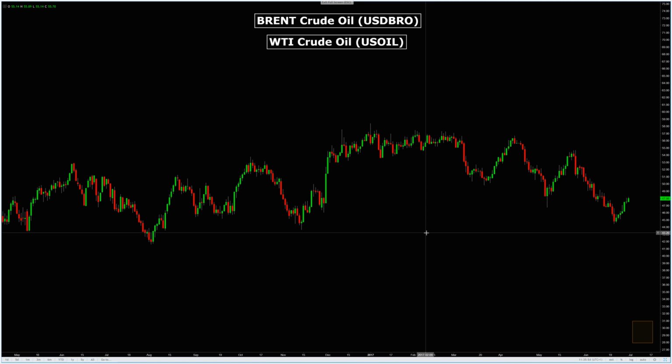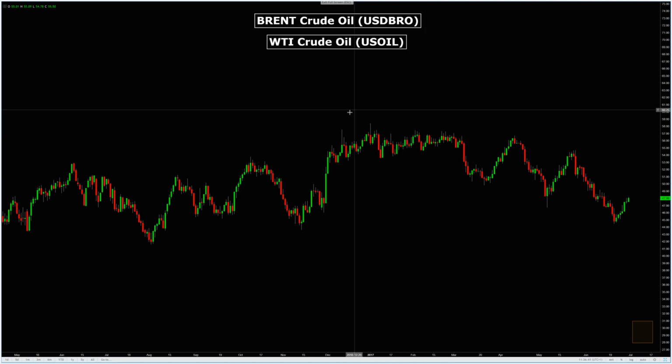But before we start, I just want to tell you the difference between the two types of oil futures, because this is something that confuses some people. What we're looking at here is a Brent crude oil chart, USD BRO on TradingView. And there's another type of oil you can trade, which is WTI crude oil, or US oil on TradingView. Brent and WTI are different types of oil. WTI, or West Texas Intermediate, is oil that's produced in the United States, North America. And Brent crude oil is oil that's extracted from North Sea oil fields, so Northern Europe, the UK, that sort of stuff. So they're two different types of oil in terms of their properties.